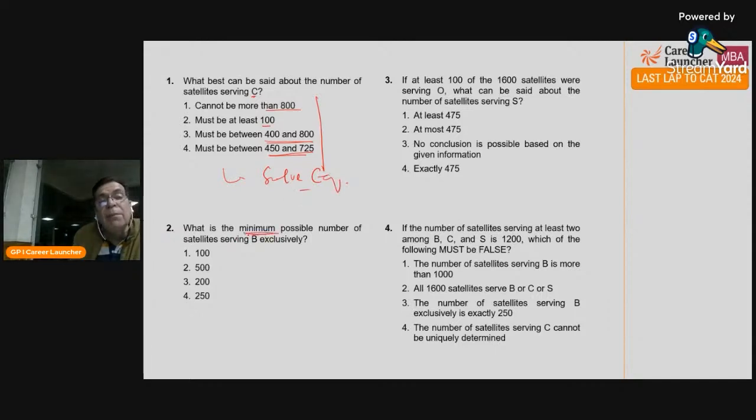Question 2, minimum. Again, a function of the fact that you have been given only the range, only the data pertaining to the ratios rather than numbers. Statement 3, if at least 100 of 1600 satellites are serving over, what can be said about it? Again, same thing. And similarly, question number 4. This set straight away becomes an issue for me.